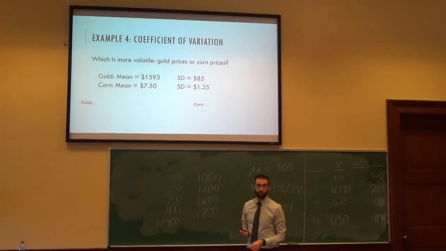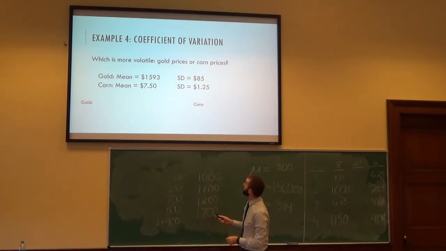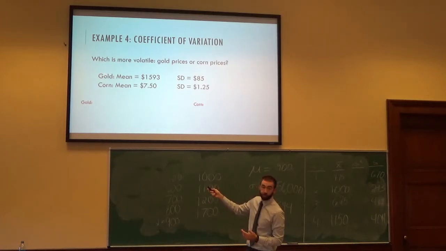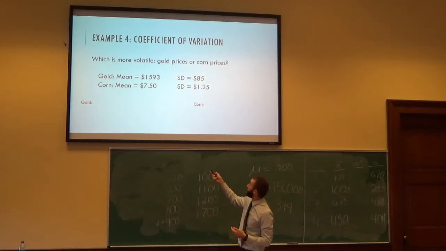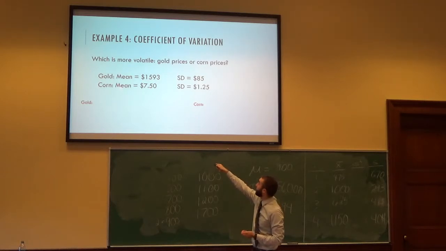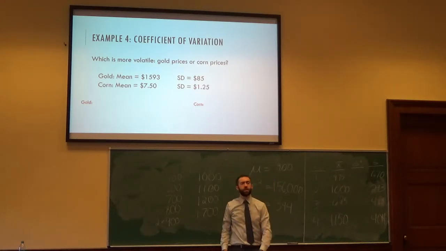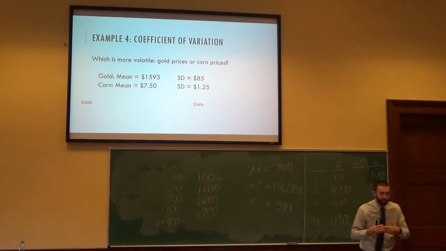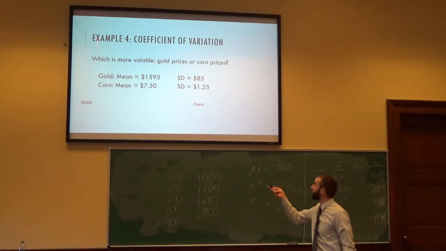So here's an example that makes it a little bit more interesting. Let's say that I was studying prices and I wanted to compare gold prices with corn prices, or maize prices. The average gold price is 1,593 whenever this was made. The average corn price is 750. The standard deviation for gold is 85, and the standard deviation for corn is $1.25. Which one is more variable? Which one has more variation in it? Gold prices or corn prices?